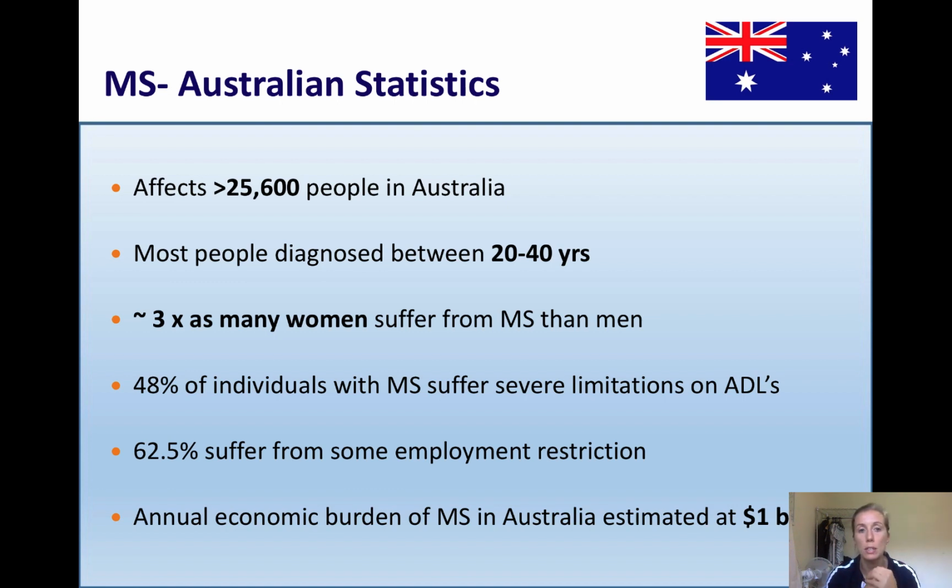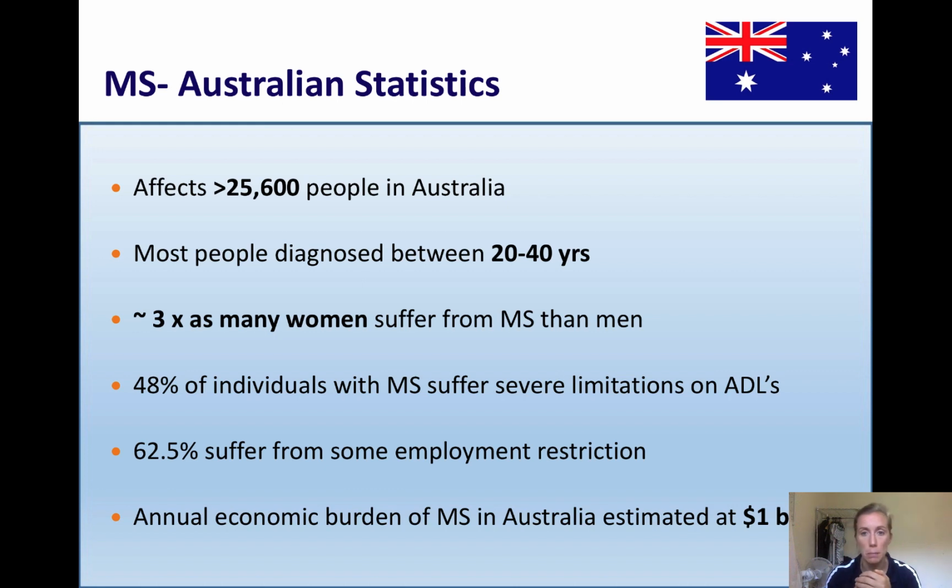MS is mostly diagnosed between the ages of 20 to 40 years, and it affects a lot more women than men, about 3 times as many women. Around 50% of MS sufferers do have severe limitations on their ADLs, their activities of daily living, due to the condition.